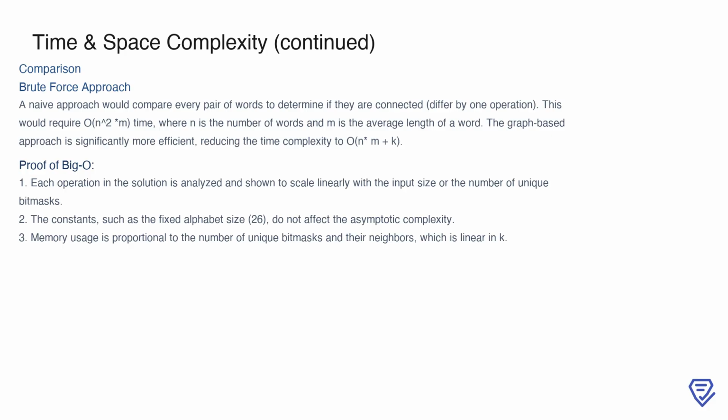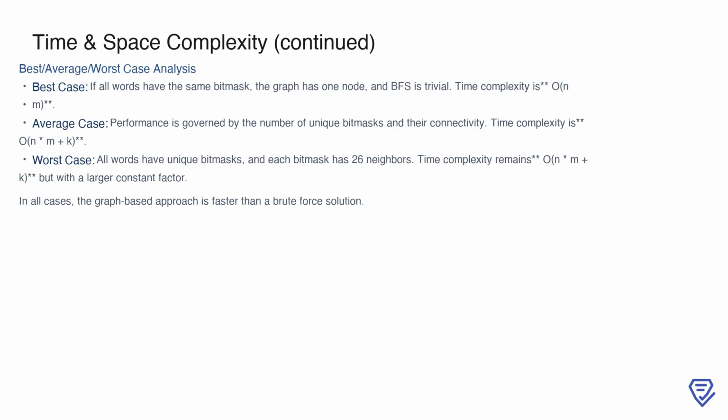The proof of the big O complexity lies in the fact that each operation scales linearly with either the input size or the number of unique bitmasks. Additionally, constants like the alphabet size, which is fixed at 26, do not affect the asymptotic complexity. The memory usage also remains proportional to the number of unique bitmasks and their neighbors, ensuring that the solution handles large inputs efficiently. Now, let's break down the best, average, and worst-case scenarios for this approach.